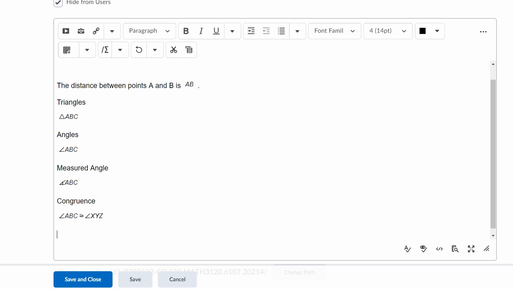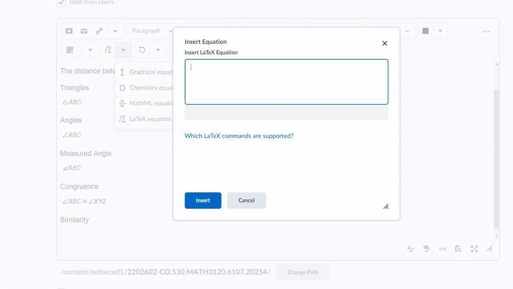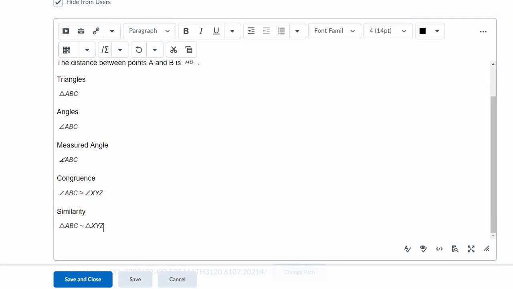We also have similarity. For example, I could say that triangle ABC is similar to triangle XYZ. All right, so I have things are similar.